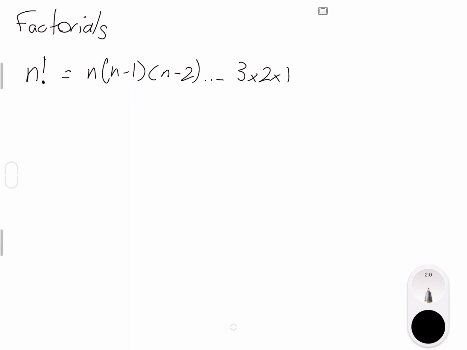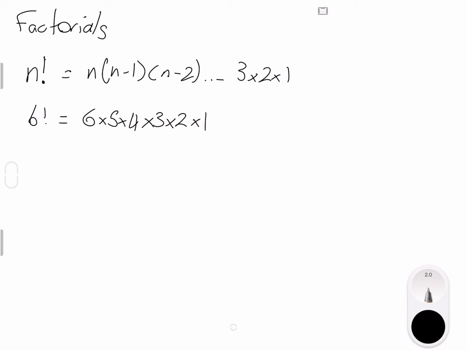So realistically what we're doing is taking that number n and multiplying it by the previous number, and multiplying all of that by the previous number, etc., all the way down to 1. So if we look at, say, 6 factorial, what that is really saying is 6 times 5 times 4 times 3 times 2 times 1.